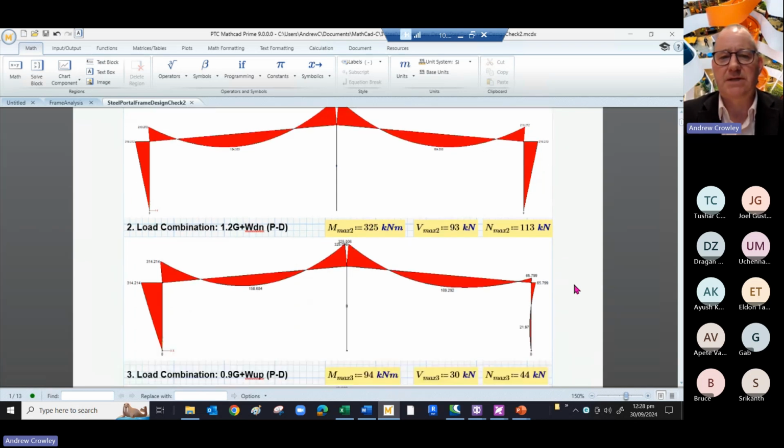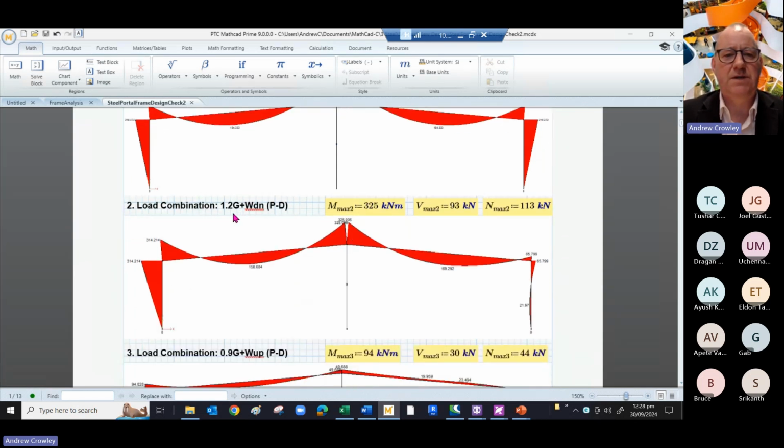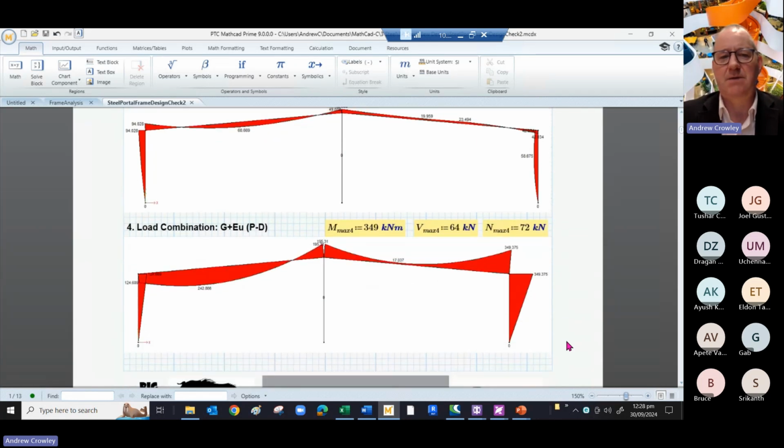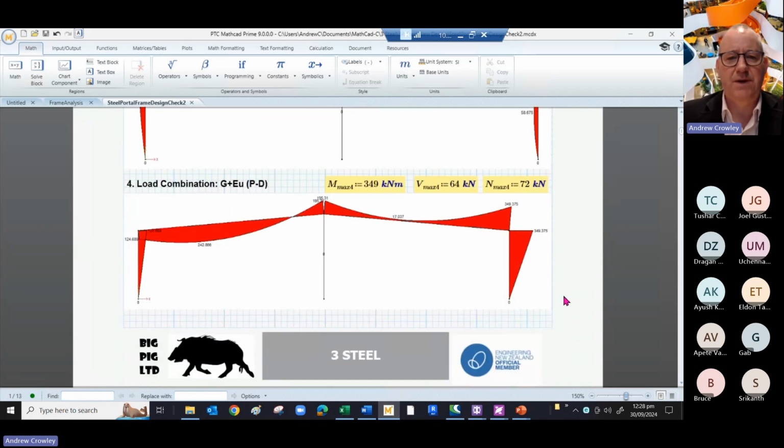And we repeat the exercise for our wind with dead load down, and then we have wind up with our minimal dead load. And these are the moments, shears and axial forces for that. So that's a summary of the loading that you're putting on the frame.